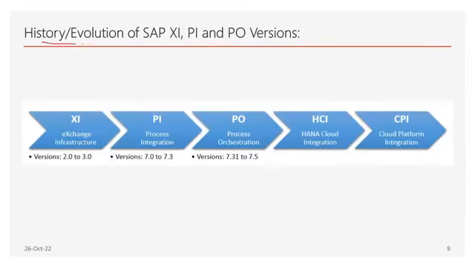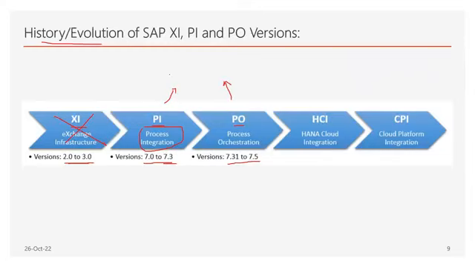So this is the history or evolution of the middleware tool PI. It was introduced in the market as XI 2.0, and we had this version till 3.0. Later the tool was renamed as Process Integration, or PI, and introduced from version 7.0 to 7.4. And then we have Process Orchestration from 7.31 to 7.5. So right now we don't have Exchange Infrastructure in the market. Either we have a PI, or we have a PO in the market.